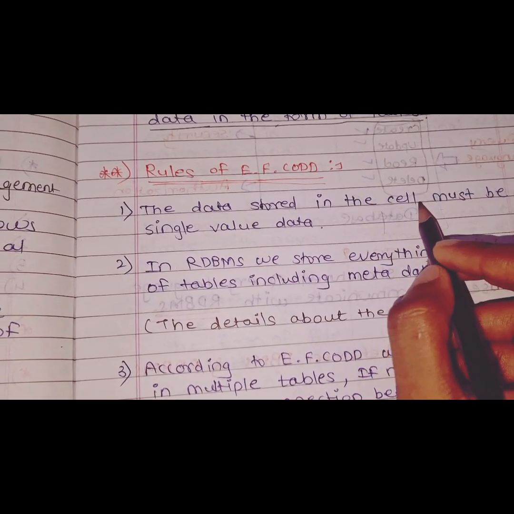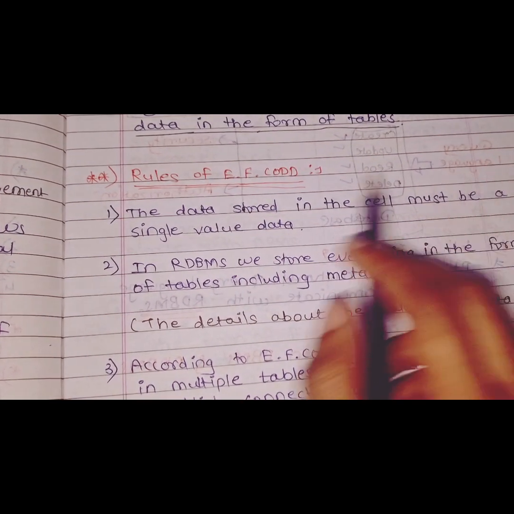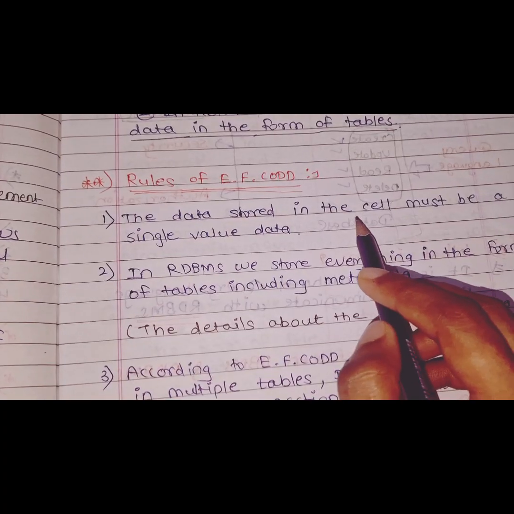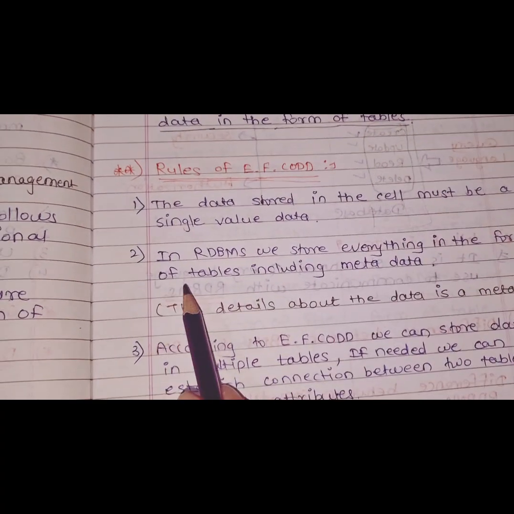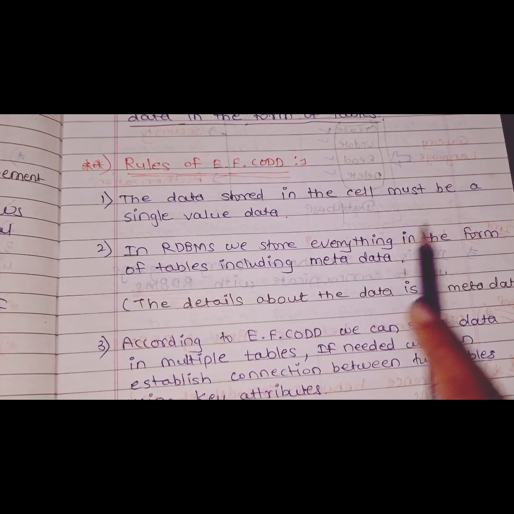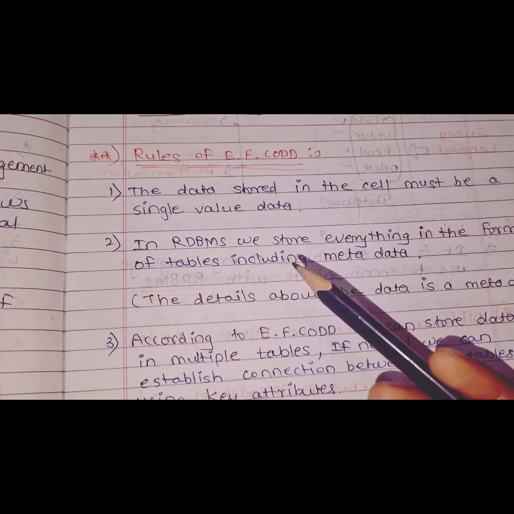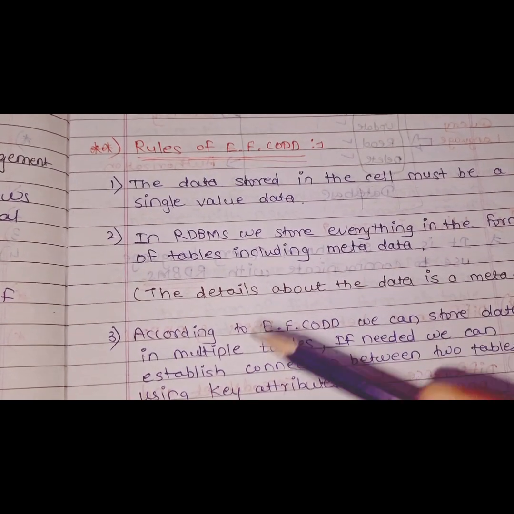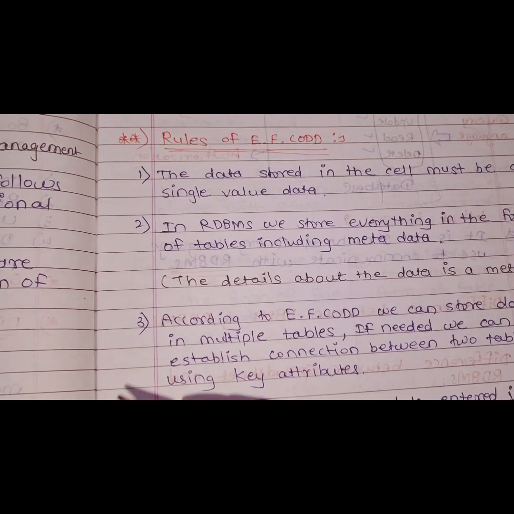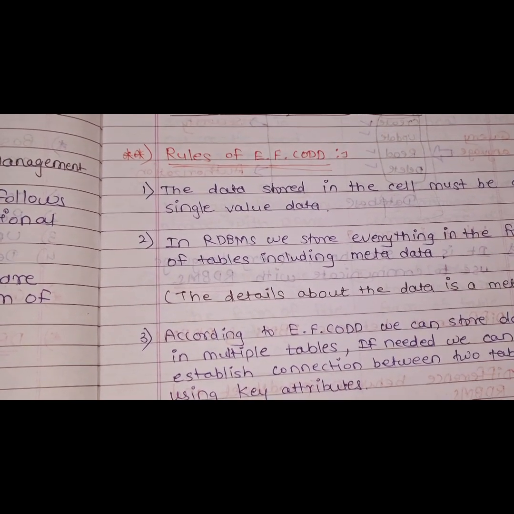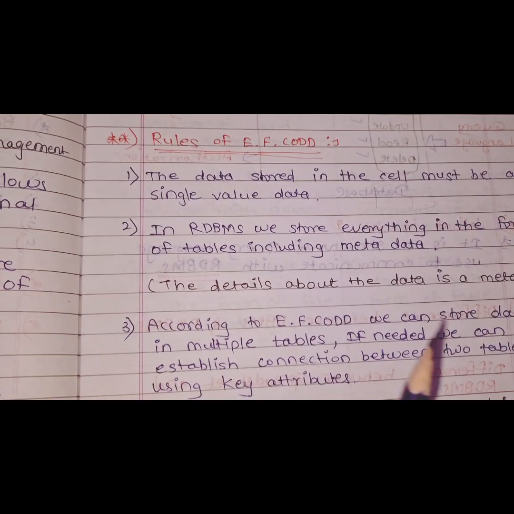So whatever data, only one cell will contain only one data. The data stored in a cell must be single-valued data, which means one cell can have only single-valued data. In RDBMS, we store everything in the form of tables, including metadata. What is the meaning of metadata? Data about that data, an explanation or the details of that particular data, is known as the metadata.